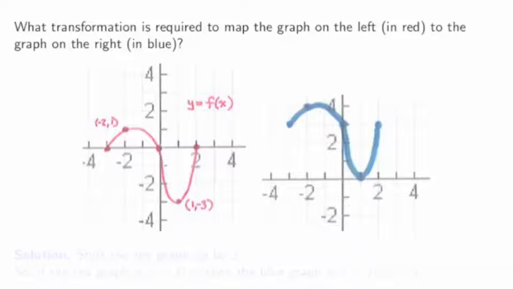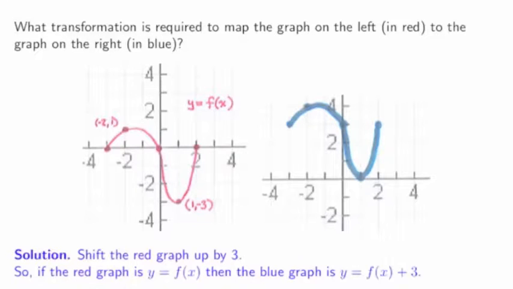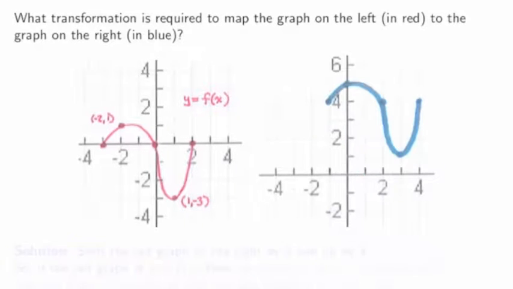What transformation is required to map the graph on the left in red to the graph on the right in blue? If you follow the points, you can see that the point (1, -3) on the left went up to the point (1, 0) on the right, and in general we have moved the function in red up 3 units. So our answer is shift the red graph up by 3 to get the blue graph. If the red graph is y equals f of x, then the blue graph is y equals f of x plus 3. That's easy.